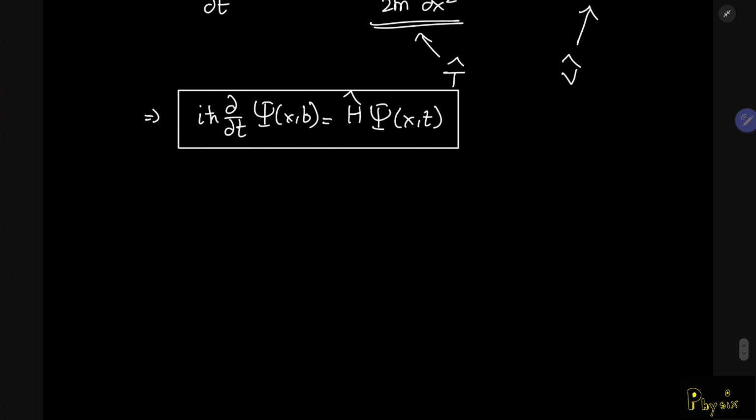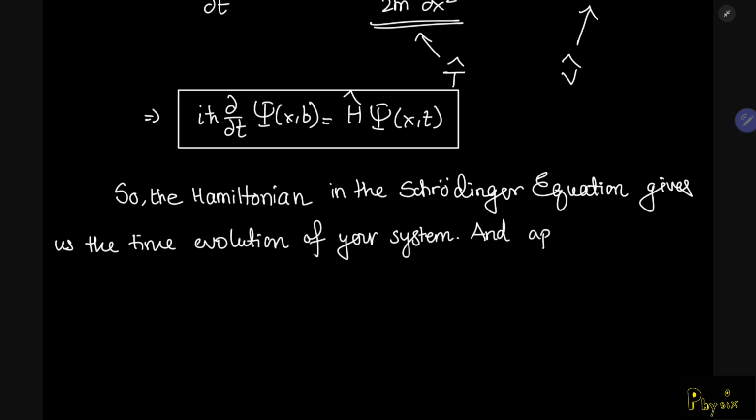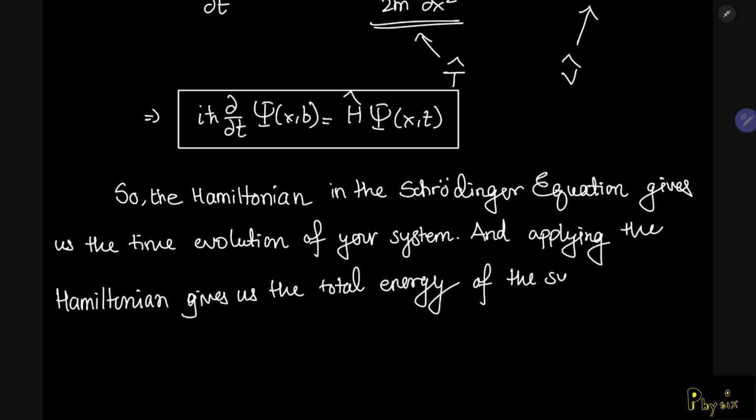So we see that the Hamiltonian in the Schrodinger equation gives us the time evolution of our system. So applying the Hamiltonian on your wave function would give the total energy in terms of the eigenvalues, with your wave functions being eigenfunctions.